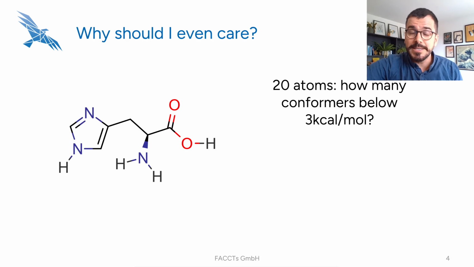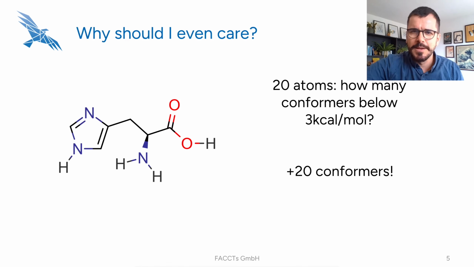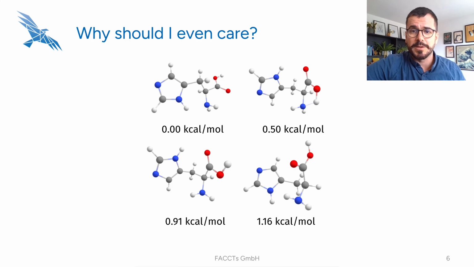Take, for example, the histidine molecule. It's a very simple amino acid, rather trivial, 20 atoms. How many conformers would you guess exist below the window of 3 kcal per mole? Well, that's actually more than 20 conformers, which is quite a few for such a small molecule, right?